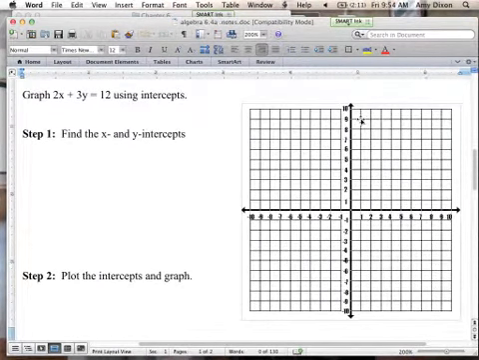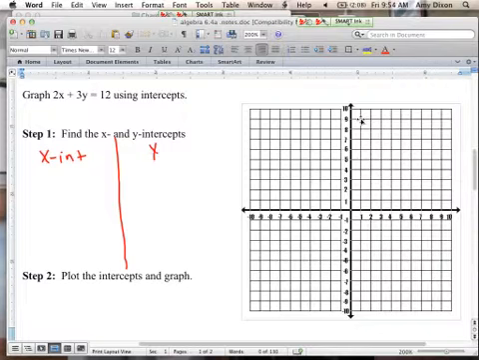All right, so our new equation here for example 2 is 2x plus 3y equals 12. We need to find the x and y intercepts. So we'll do the x-intercept here, y-intercept over here.